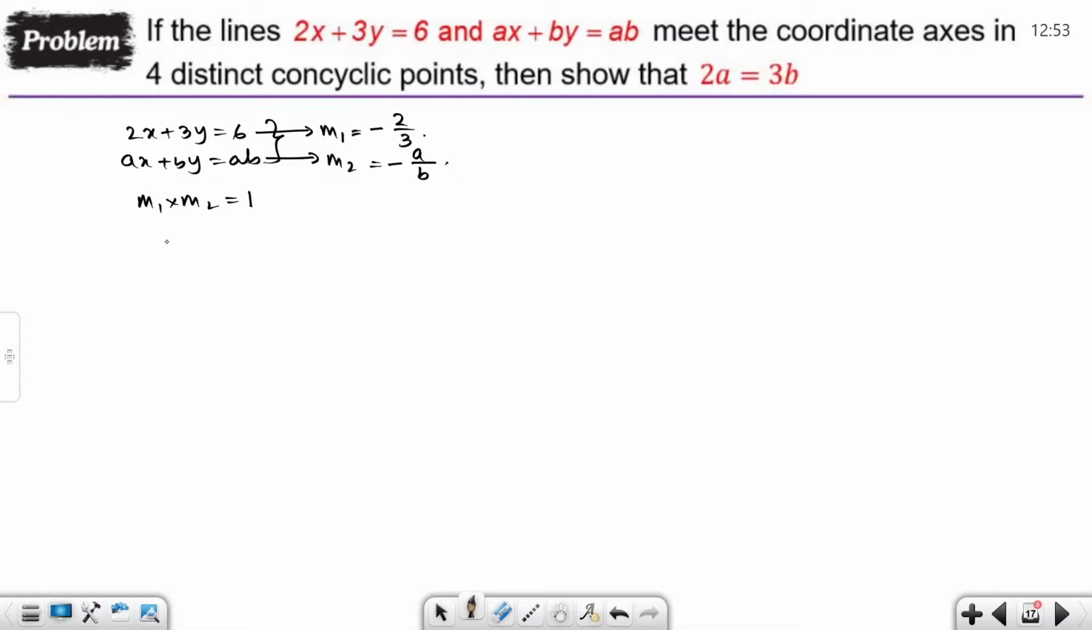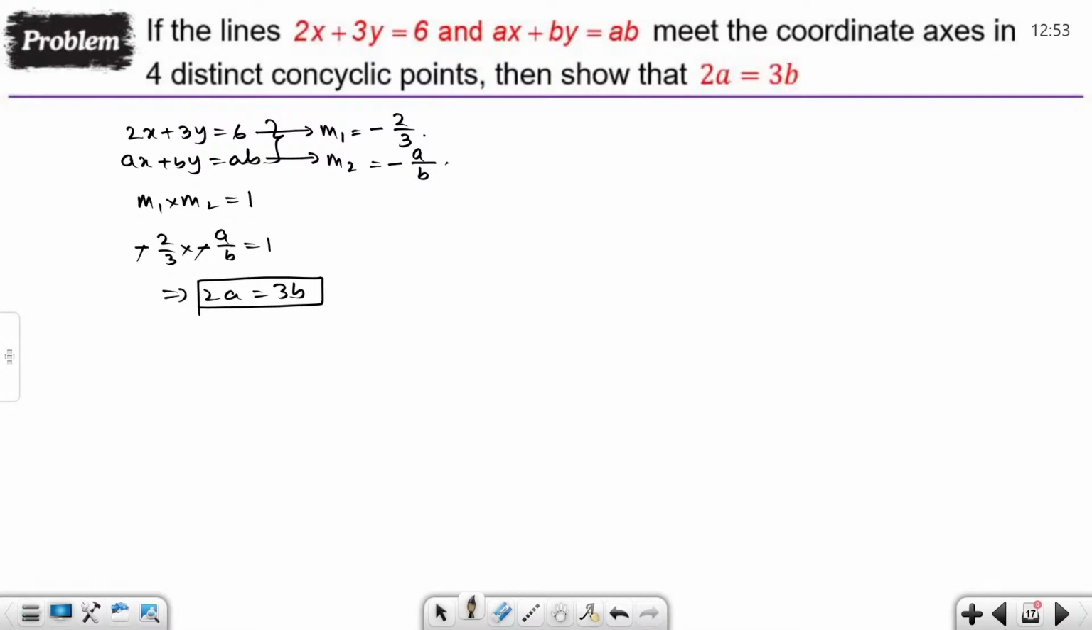Since the 4 points are concyclic, M1 into M2 is 1. That is minus 2/3 into minus A over B is 1. So that gives us 2A equals 3B. That's it. Unless you have this information, you cannot solve this kind of problem.